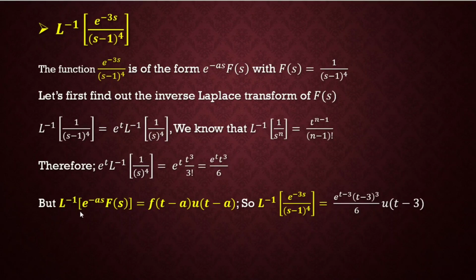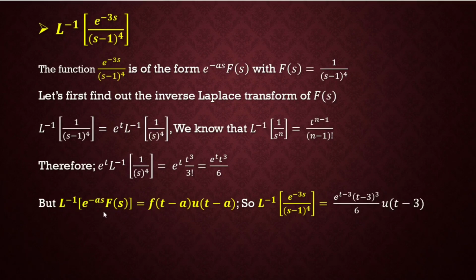Now Laplace inverse of e raised to minus as f of s is equal to f of t minus a u of t minus a, right? Now here a is equal to 3, e raised to minus 3s, and we have 3 in the place of a. So a is equal to 3. Now we'll substitute f of t with f of t minus a. So (t minus 3) cube by 6 u of t minus 3.